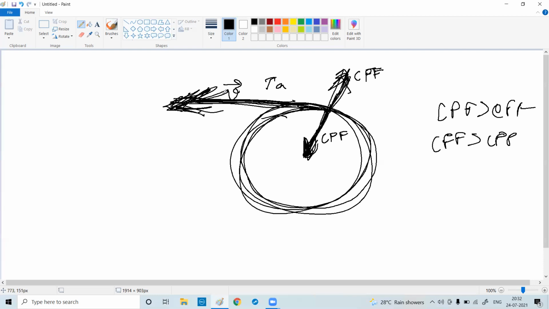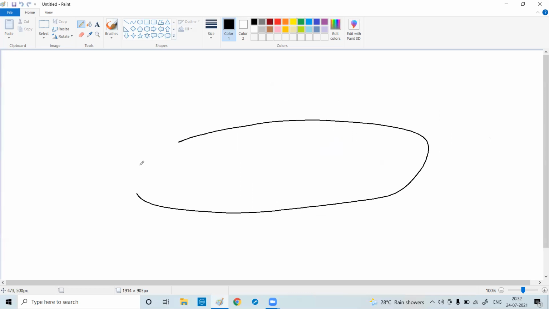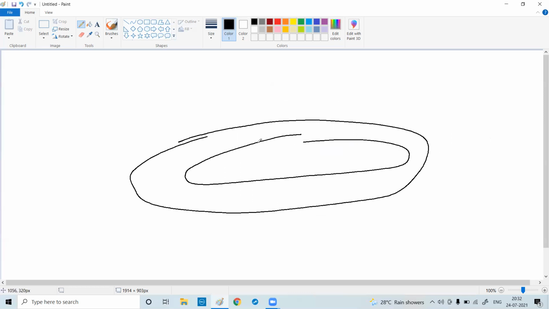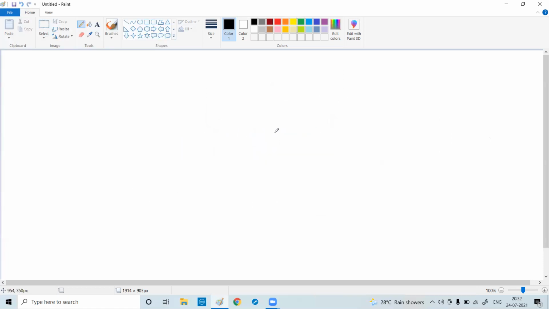So what is the application of circular motion? The first application of circular motion is nothing but the vehicle around a horizontal track. You have a horizontal track and you have a vehicle or a car rotating in the circular path. So we will see how we are going to discuss.